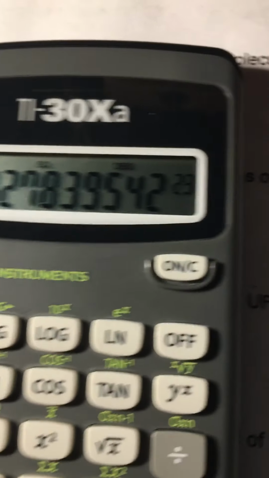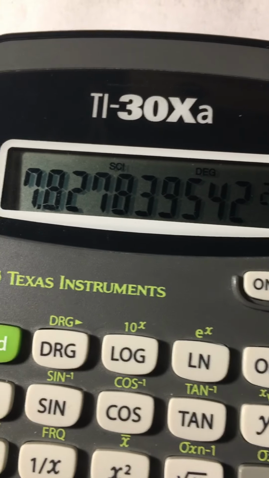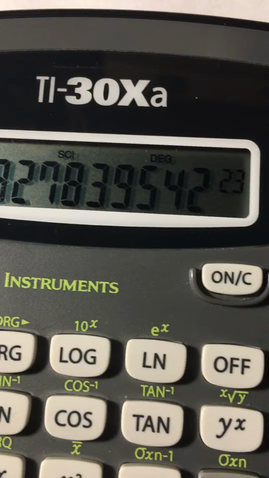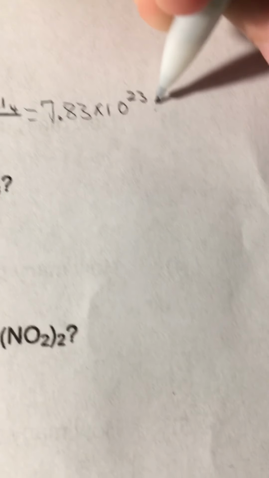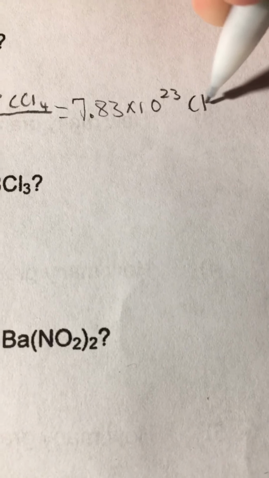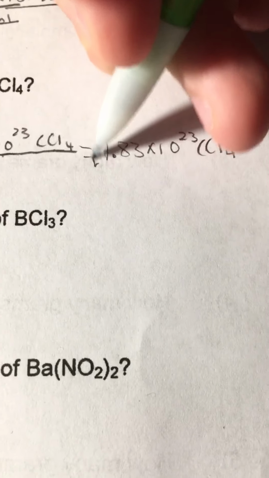And that is your answer right there, ladies and gentlemen. So the answer here is 7.83 times 10 to the 23 molecules of carbon tetrachloride.